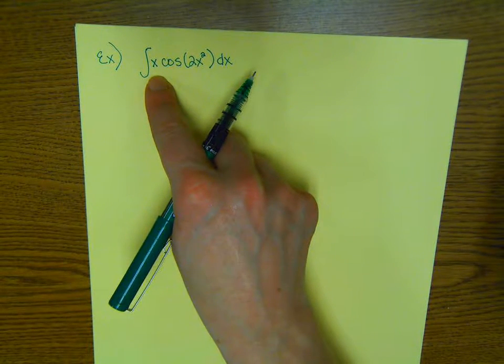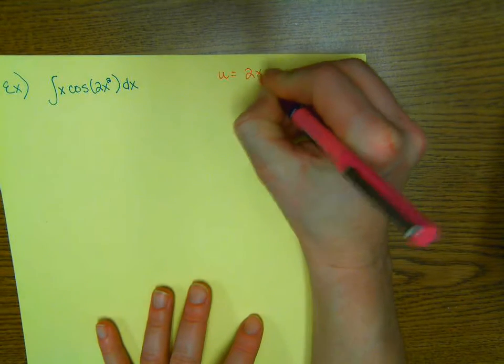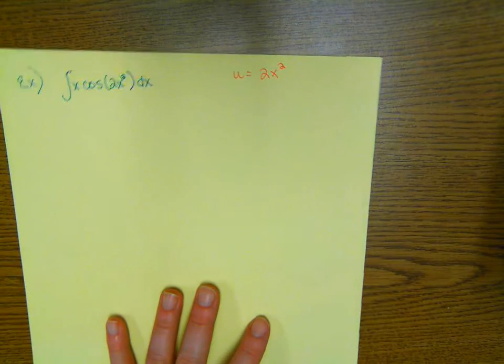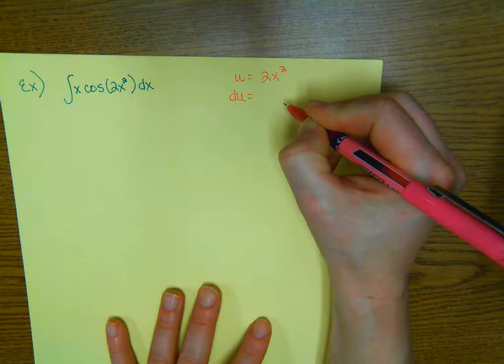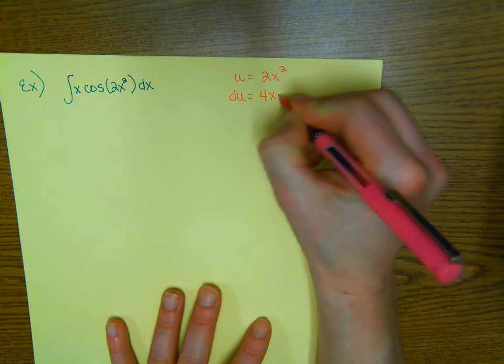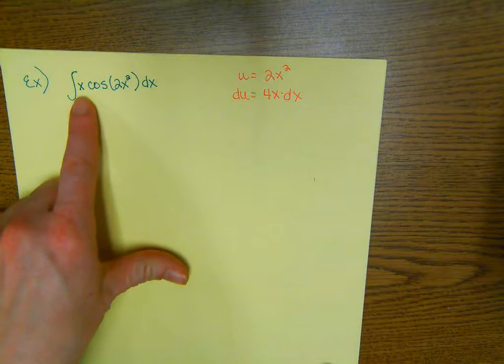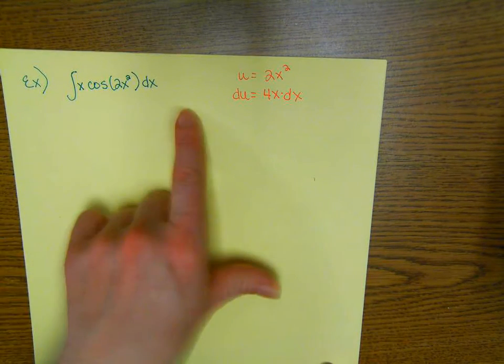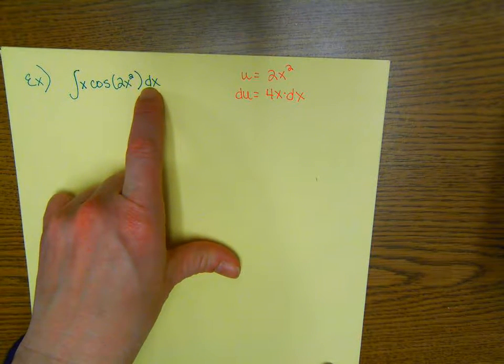So what we're going to do is let u equal 2x squared, and then du is 4x dx. Now, do you agree with me? I can multiply in any order I want, right? So I could put the x right there if I wanted. Do you see the x dx? Here, I'm going to rewrite that so you see it, okay?